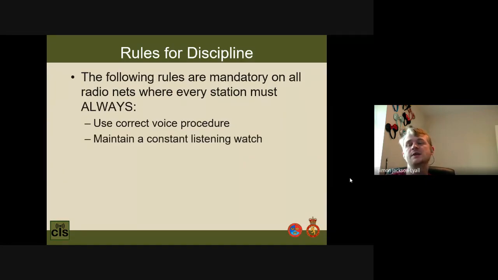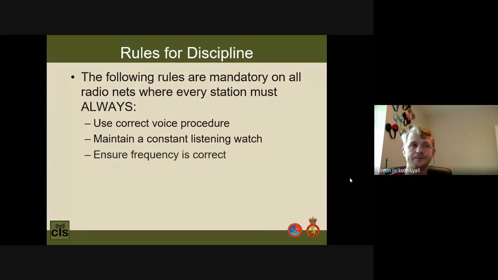Maintain a constant listening watch. And what we mean by that is if you've been given the radio and you're a radio operator, you need to have it on and listening. So that doesn't mean you can take it off because it's uncomfortable or you want to have a chat with someone. You always need to make sure that that radio is manned. And if you can't man it for whatever reason, you need to make sure that someone else is manning it, because you can never predict when those transmissions are going to happen.